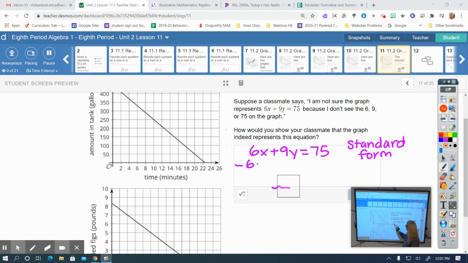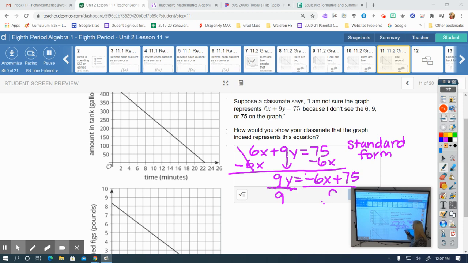To do that, you subtract the 6x from both sides. Bring down, so 6x minus 6x cancel out, it's 0. So we bring down the 9y. And 75 and -6x are not like terms, so we can't combine them. So we just write down what we have. -6x plus 75. And then we divide both sides by 9.